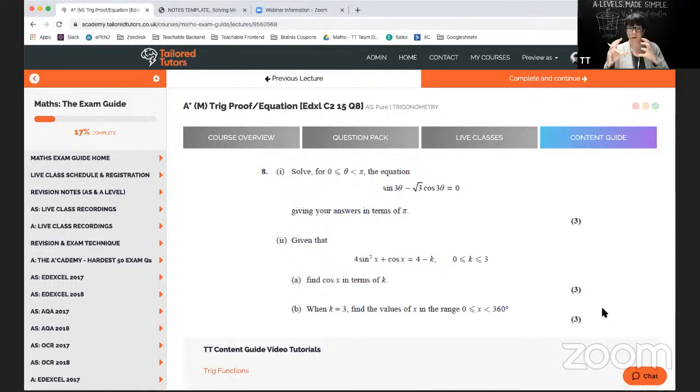You would do r sine x minus a, and then you would divide the r under, and then you would solve it. But in this case, you can just move the root 3 cos 3 theta to the other side, divide under, and get tan 3 theta. This is the thing, what happens a lot of the time with second years is they massively overcomplicate because they've learned almost too much stuff.